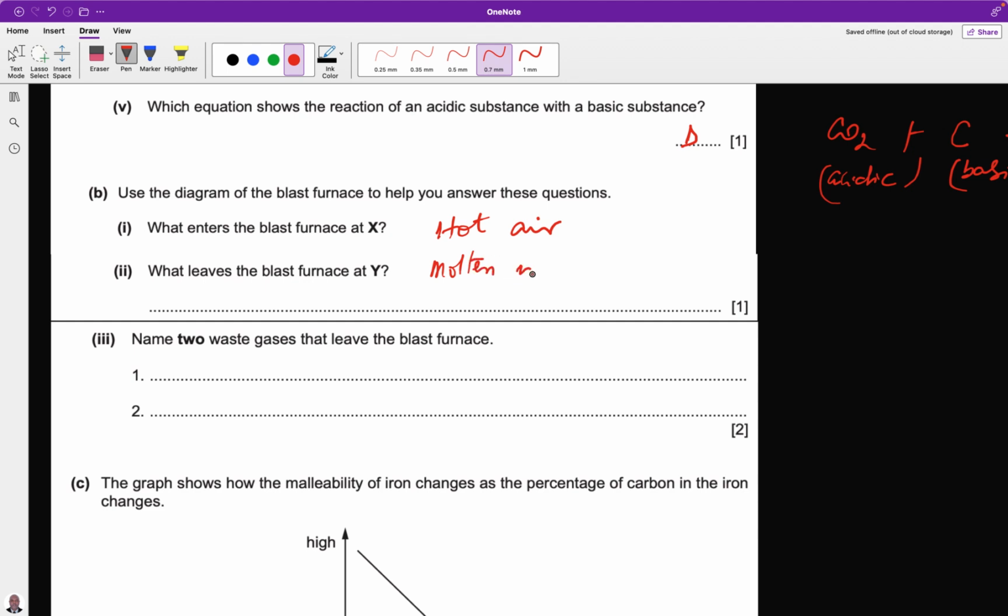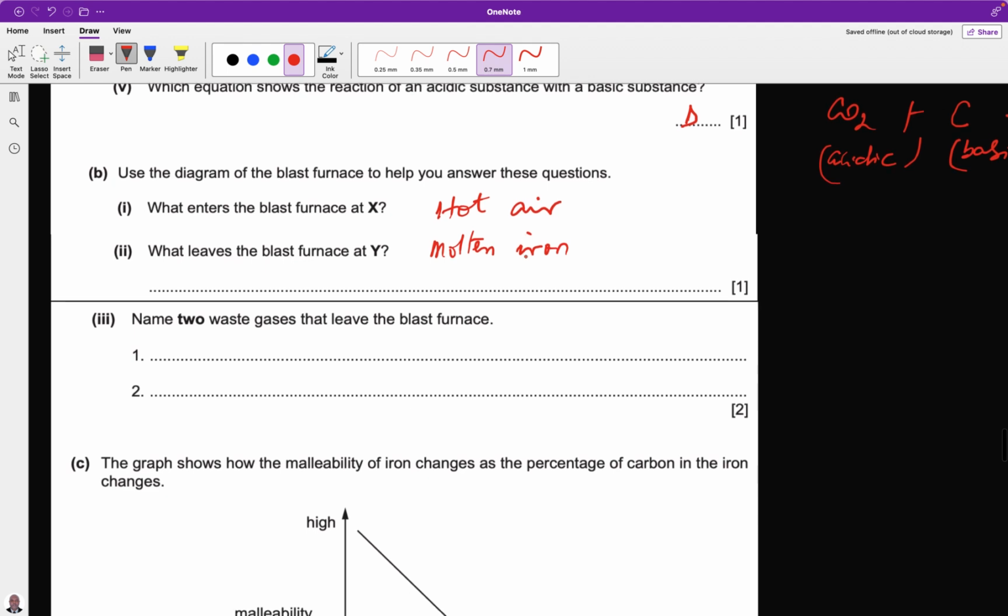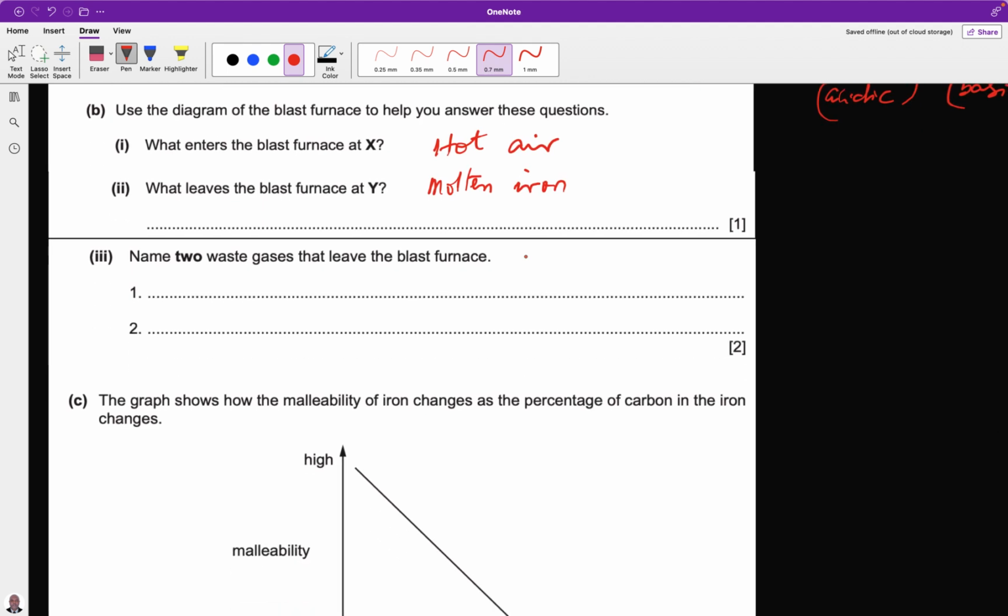Molten iron. That is molten iron. Now, question number 3. Name 2 waste gases that leave the blast furnace. There are 2 waste gases that will leave the blast furnace.